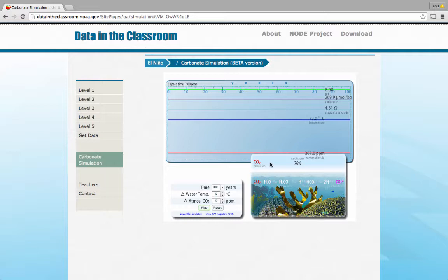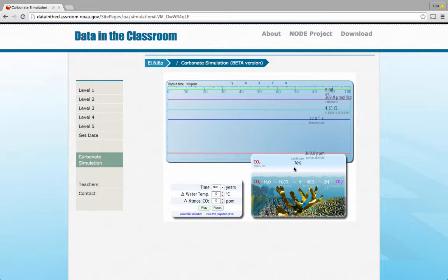Now if I look down here, I can see a few things. We have our carbon dioxide dissolving in water, forming carbonic acid. Our carbonic acid breaks apart to form hydronium ions and bicarbonate. And then we can further break apart to release more hydronium ions and carbonate species.